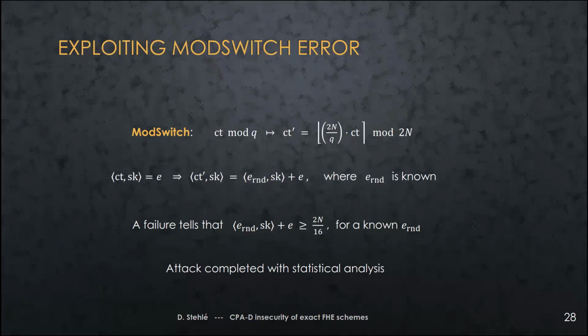Algebraically, this is very close to what happens for CCA attacks on lattice schemes. Here, when this happens, we have very strong information on SK, and we can just complete the attack with some statistical analysis. Once we have a few errors like this, the secret key is almost always completely determined, because when this happens, it means that SK is very well aligned with E round. So E round gives a good indication on the shape of the secret key.